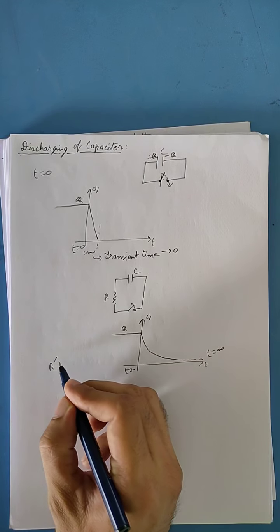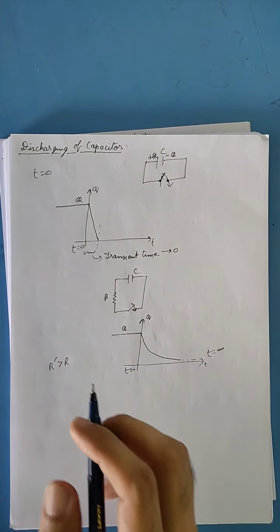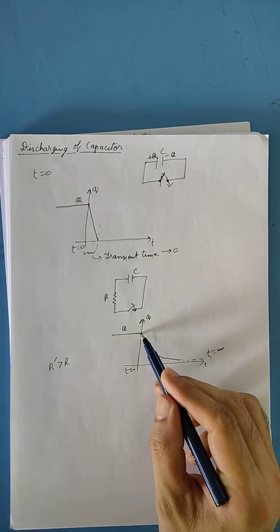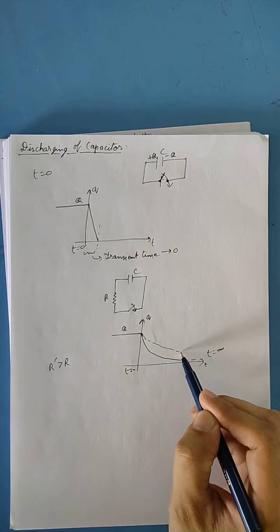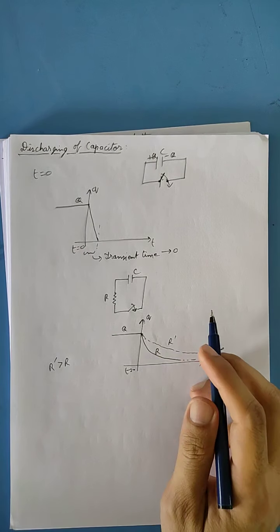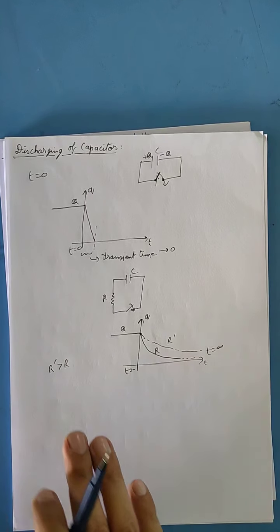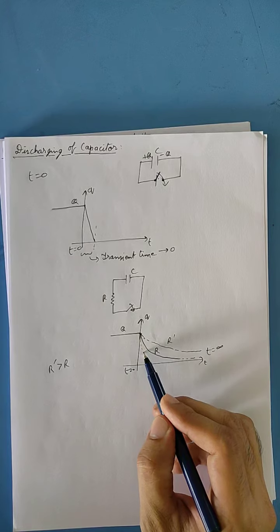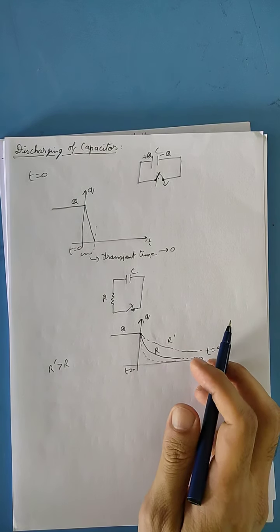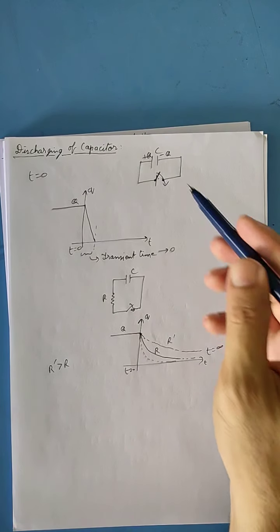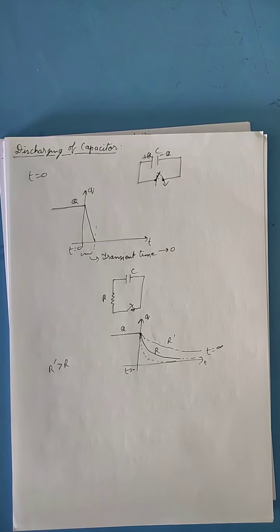If we have a resistance R dash which is greater than R, then the discharging will take even more time and the graph will come out to be like this. This will be the curve for R dash and this will be the curve for R. And if we have R dash less than R, then the discharging will take place quickly and the curve will be like this. So depending on the value of R, the time duration of discharging of capacitor can be controlled, and this is how capacitor is discharged across a circuit.